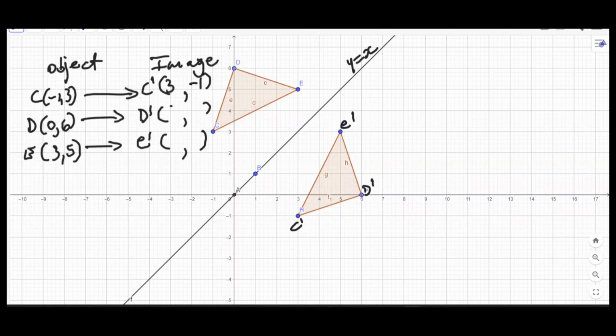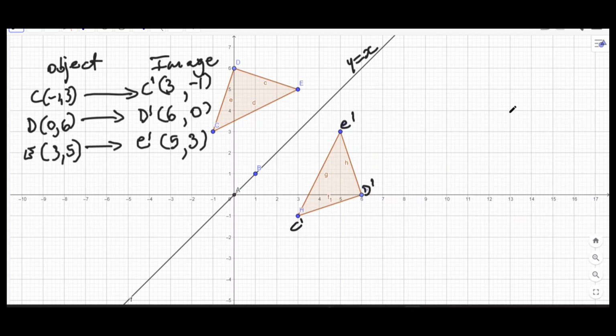D prime becomes 6, 0. And E prime becomes 5, 3. If you take a close look at these two sets of points, you would realize that the x and the y just switch.